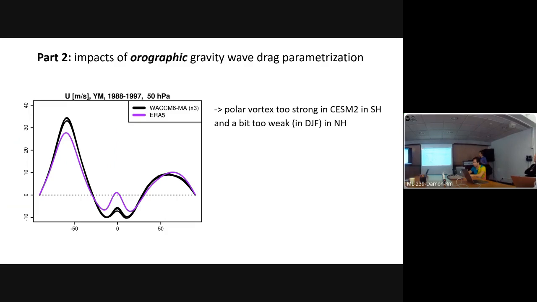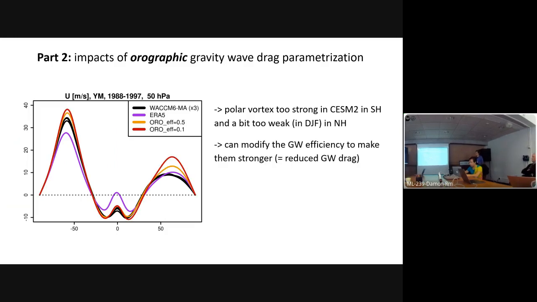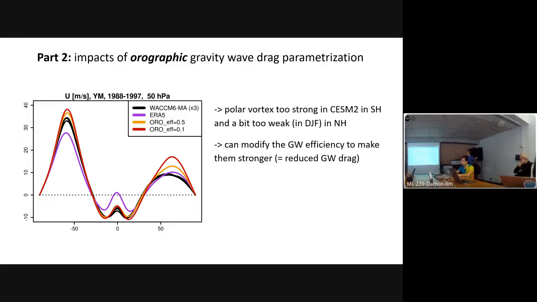So what we can do is modify the gravity wave efficiency, so we can reduce the amount of orographic gravity wave drag to make the polar vortex stronger. And again, we are affecting both hemispheres, both polar vortices in the same sense.